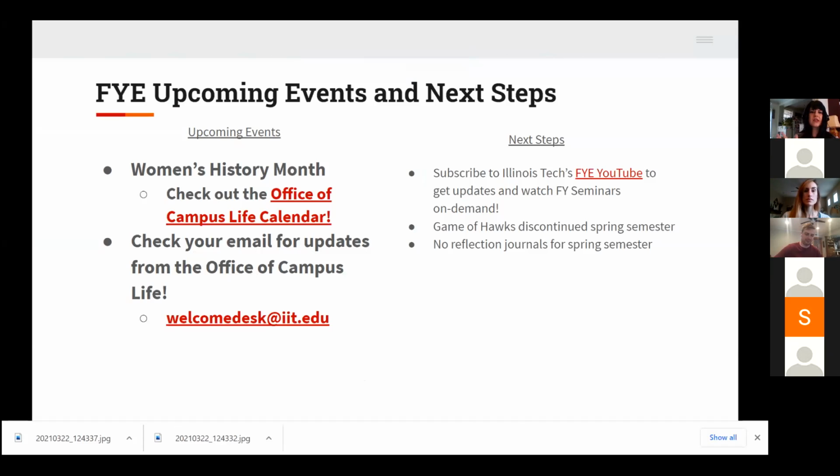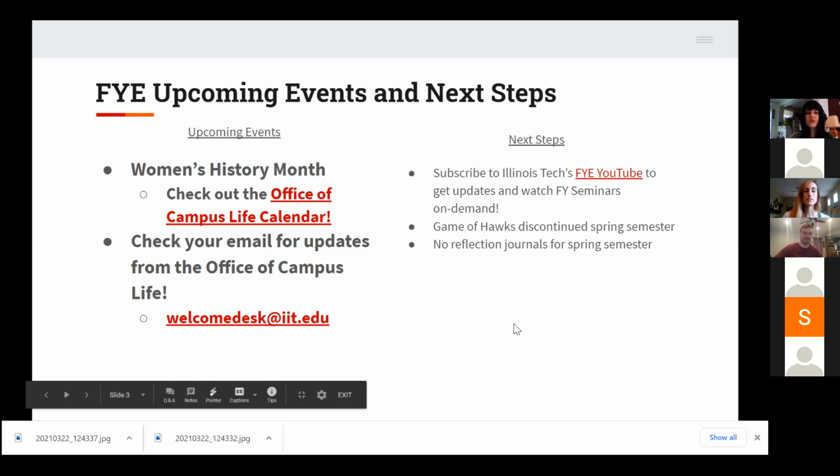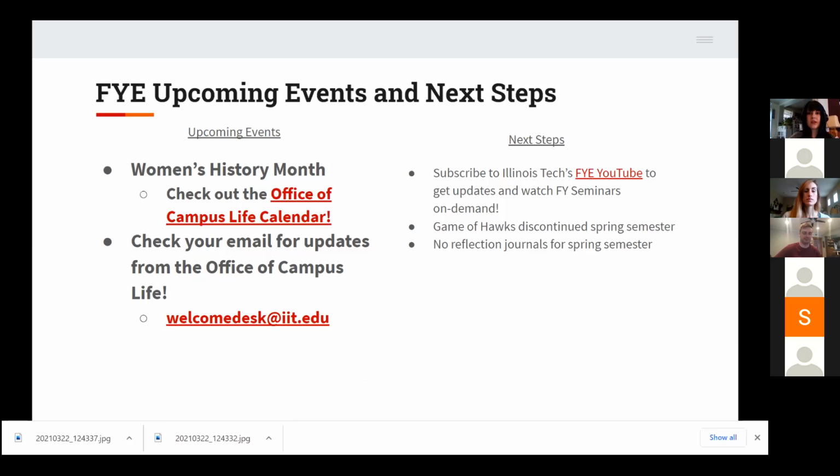Definitely check out the Office of Campus Life calendar. There are weekly emails going out from welcome desk at iit.edu talking about all the things going on on campus. Our new director of campus life is doing an amazing job of making sure the student body is aware of all these wonderful things. So make sure that welcome desk at iit.edu is added to your address book and your safe contacts so that you're getting those emails.